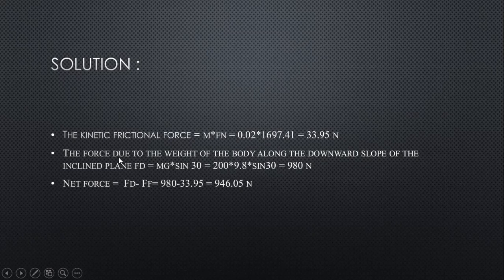Now the force due to the weight of the body along the downward slope of the inclined plane. So Ft is the downward force acting along the slope of the inclined plane: mg into sine theta. So 200 into 9.8 into sine 30, which is 980 Newton. We want to find out the net force, by finding the difference between the downward force minus the kinetic frictional force. So you will get the net force 946.05 Newton.